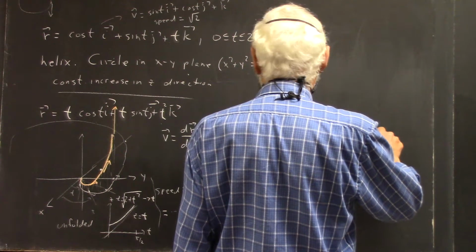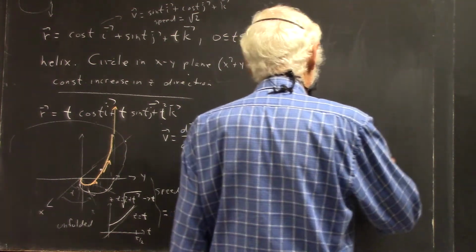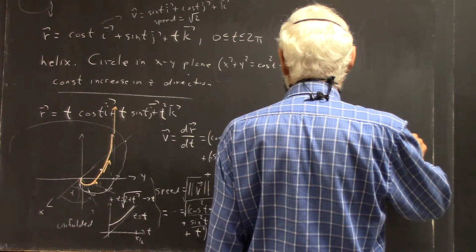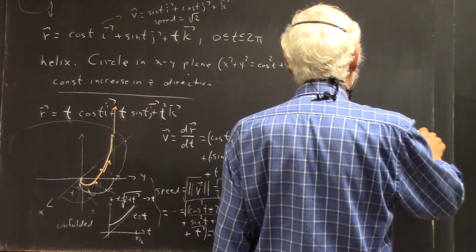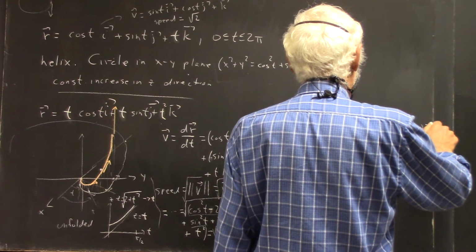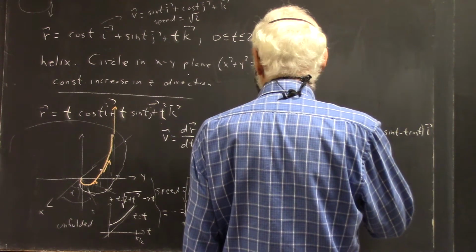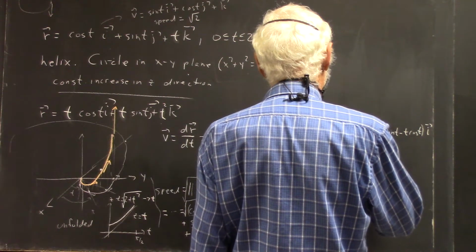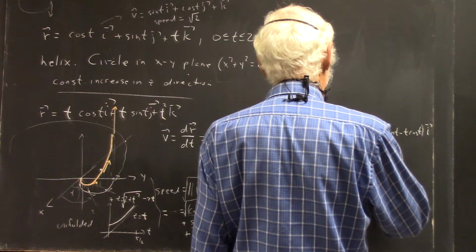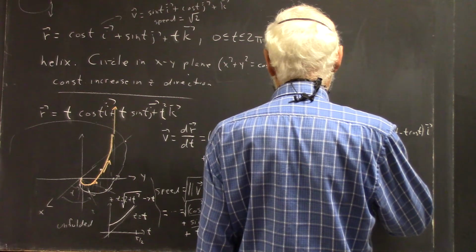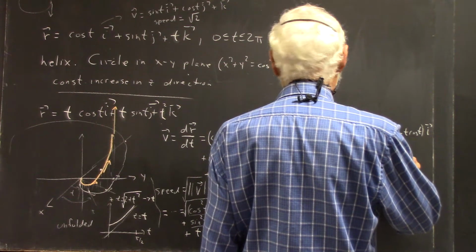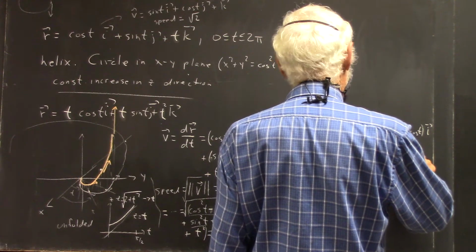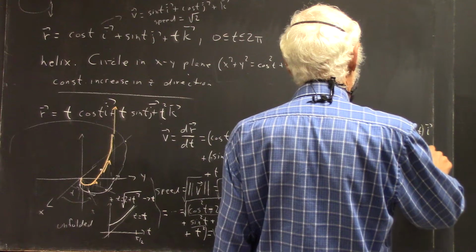Negative sine t, minus sine t, minus t cosine t, times i, plus negative cosine t, plus cosine t, minus t sine t, j.